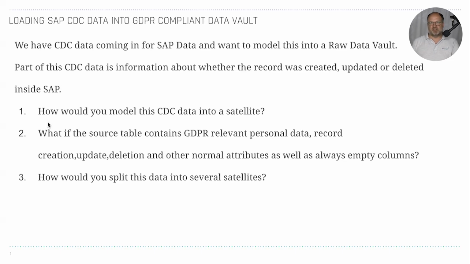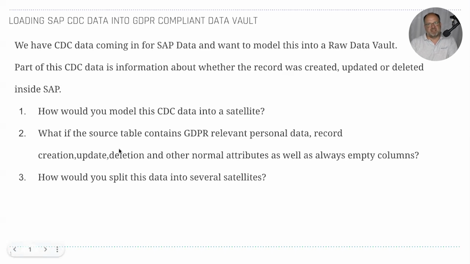So we just turn off the delta check for targets. When we load data from CDC, we just load it directly into all the satellites in a split scenario. So that's number one. So the model, there's no change on the model, but there's a change on how we load the satellite. What if the source table contains GDPR relevant personal data?